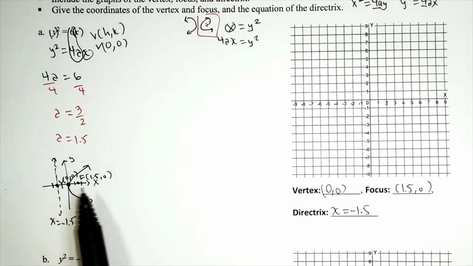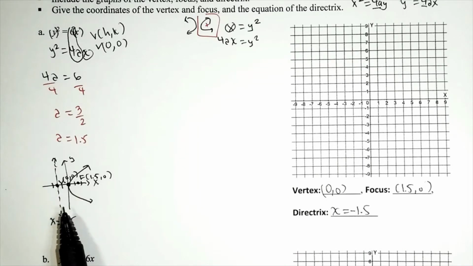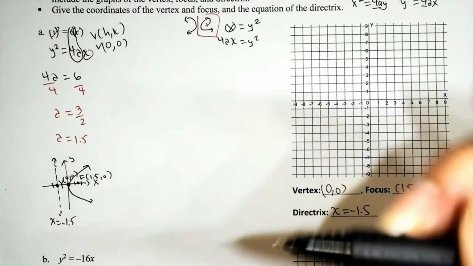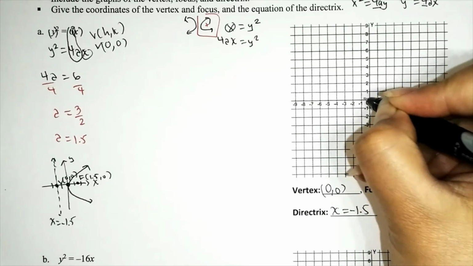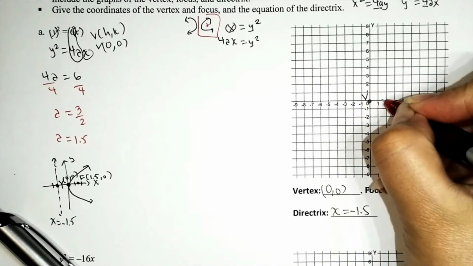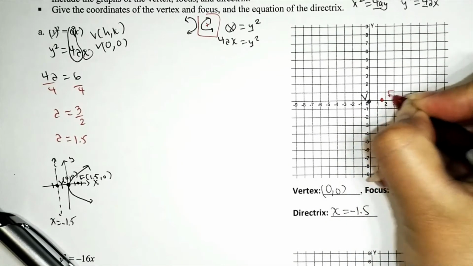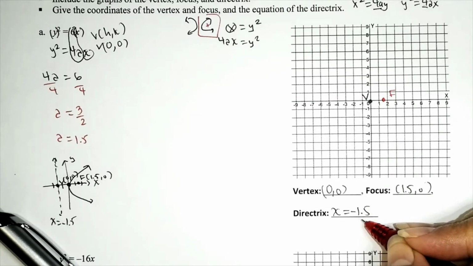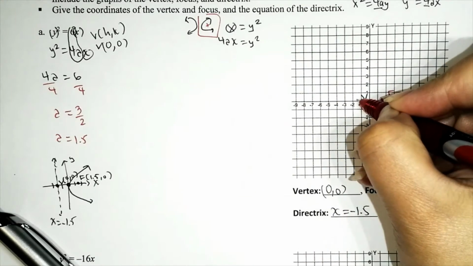So we have the vertex, focus, and directrix. And then we'll do an XY table to facilitate identifying additional ordered pair solutions. So the vertex is at the origin. The focus is at 1.5 comma 0. Let me go ahead and do that. And then the directrix is going to be the vertical line that goes through negative 1.5 on the x-axis.